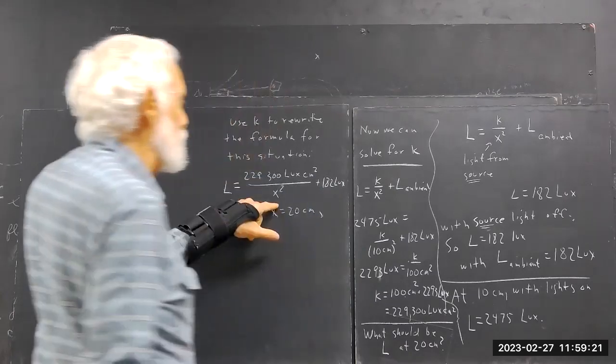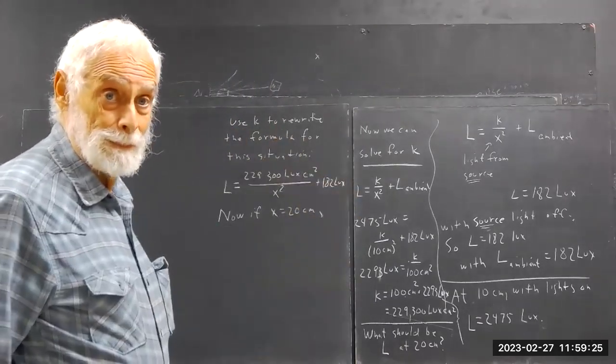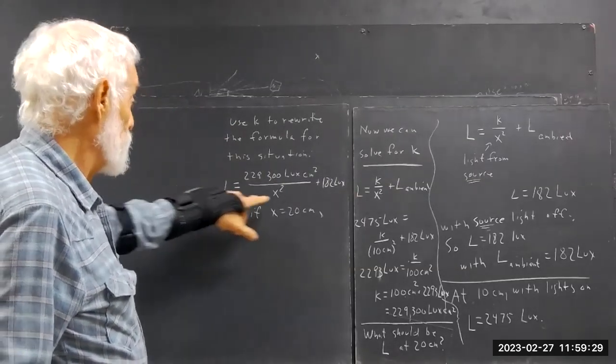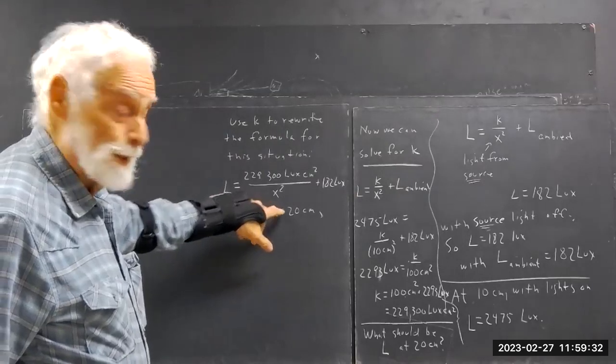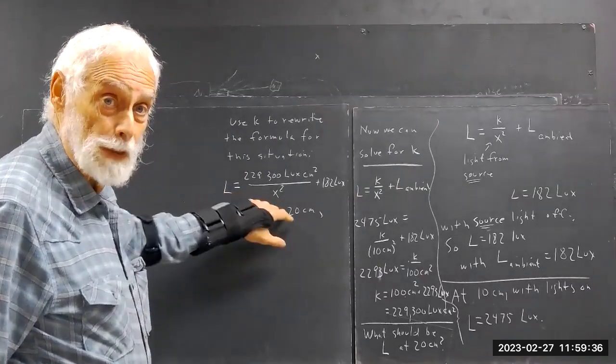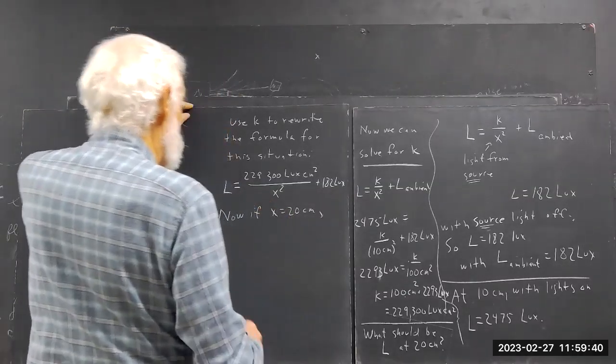So all we need to know is X, and we can find the illumination, the luminous intensity. Or if we happen to know L, we could solve for X. Now this equation relates X and L. We know one, we can find the other. And in this case, you're given another value of X.